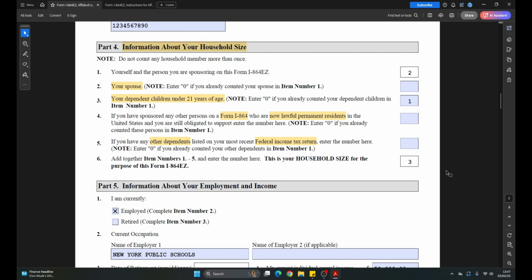Now, I always get this question: how come I am able to calculate the household size automatically and you are not able to do it in your form?